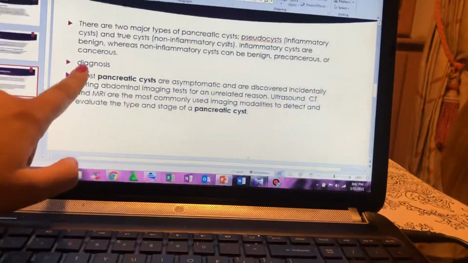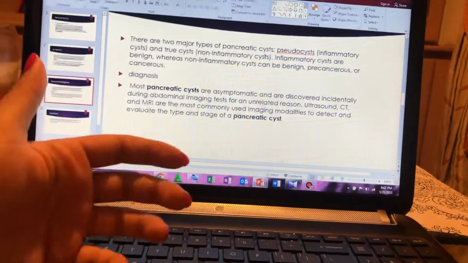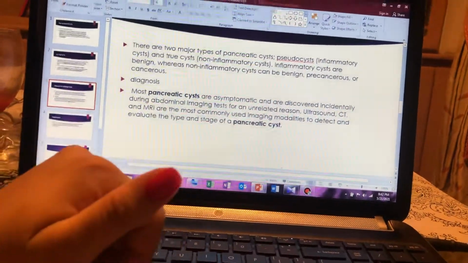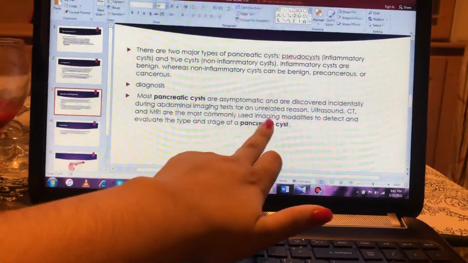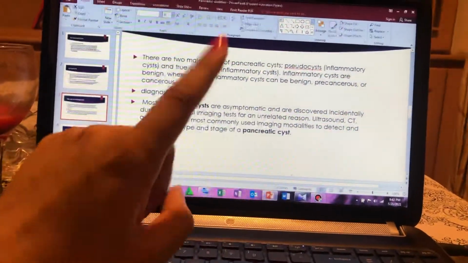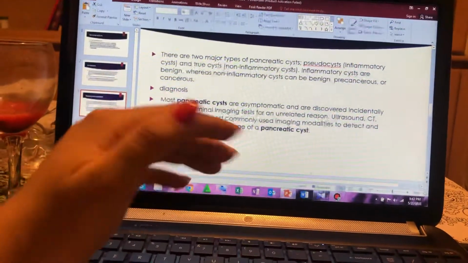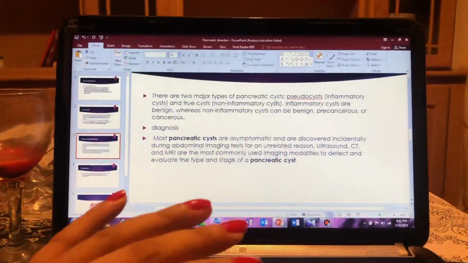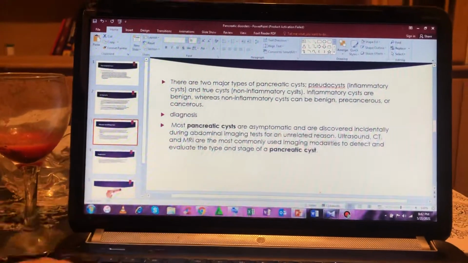Diagnosis. Just like I said, they're usually asymptomatic, no symptoms are usually shown. However, if they become cancerous, many symptoms can be shown, which will be discussed later in the video. Ultrasound, CT, and MRI are the most commonly used imaging modalities, along with the biopsy, which is the taking out of cells of the body and giving it for examination of the cells. And please note that usually pancreatic cysts are not a big deal unless they are cancerous.